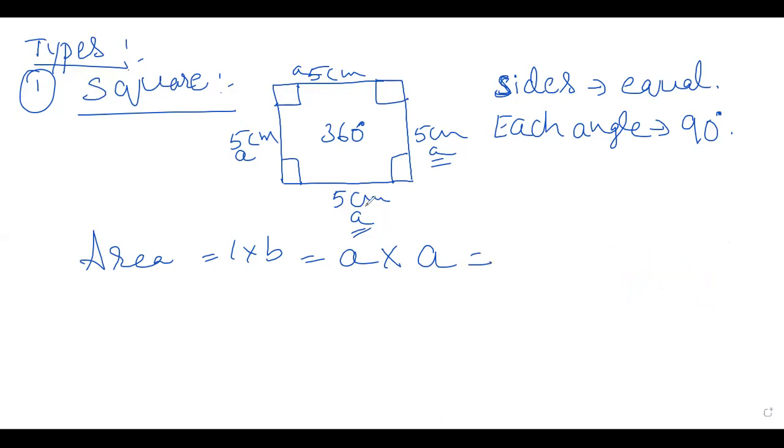If it is a square, we take A into A, that is A square units. It is A square. Right, children? See, what is the area of this square? 5 into 5, that is 25. Okay. What is perimeter?